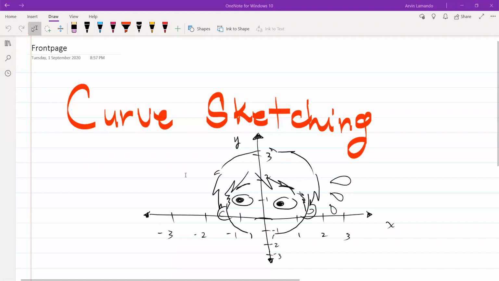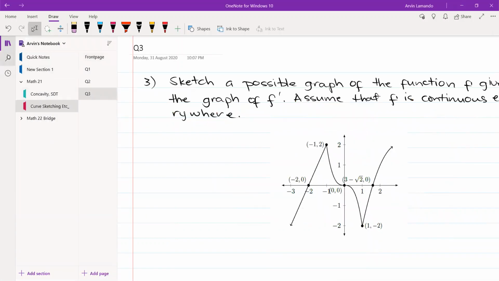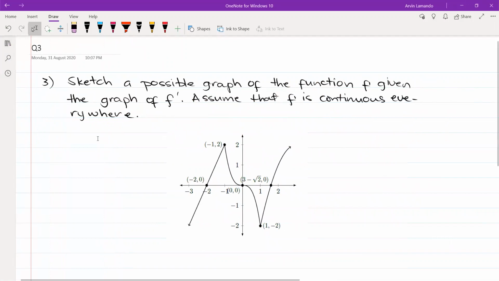Hello, this is the third entry in a series of discussion videos about curve sketching. So for the third exercise problem, you are being asked to sketch a possible graph of the function f given the graph of f prime below. We should also assume that f is continuous everywhere.